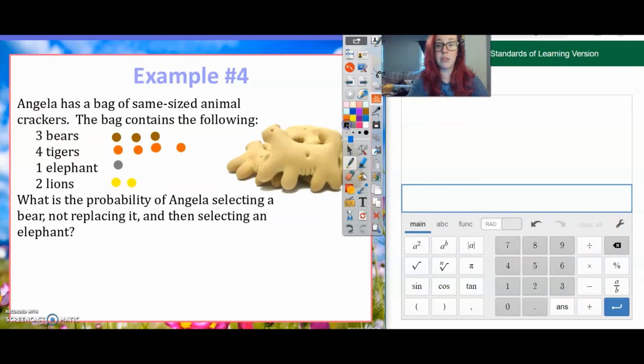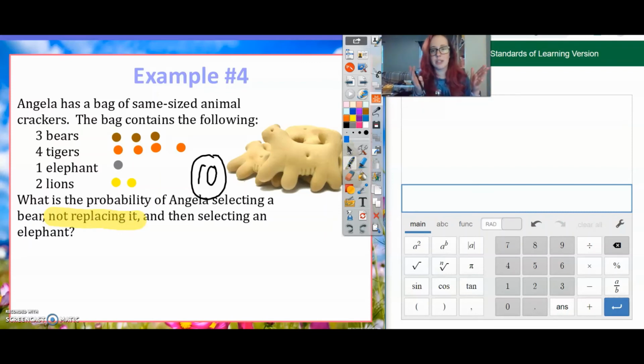In fact, while we're there, let's go ahead and count how many we've got. So 1, 2, 3, 4, 5, 6, 7, 8, 9, 10. Perfect. I've got 10 animals total. Now let's read the question. Let's figure out what's going on here. What is the probability of Angela selecting a bear, not replacing it, and then selecting an elephant?